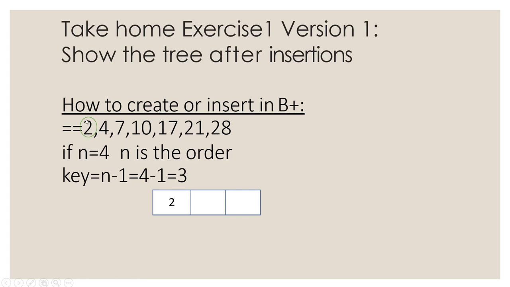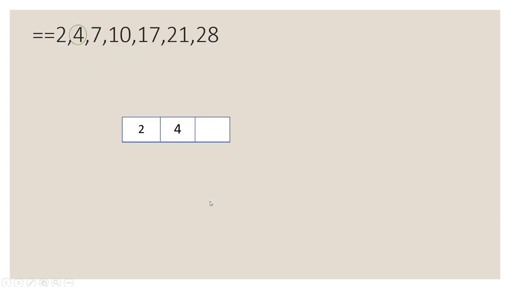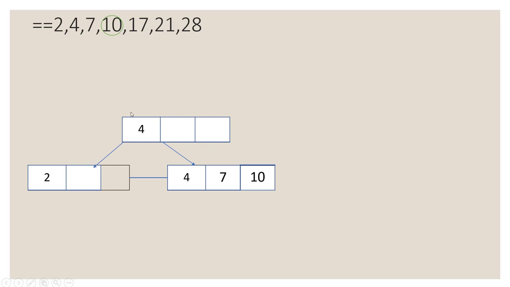Okay, so the first three are easy. 2, 4, and 7 will fit right in here because we have 3 slots here. So 2, 4, and 7. Next value is 10. Okay, so 10 does not fit in here. The middle value between 2, 4, 7, and 10. These two could both be the middle. So let's actually try both to see what happens. So out of the 2, 4, 7, and 10, if I go with the middle left, which is 4, what would happen? So let's try promoting 4 up here. Okay, and based on that, anything less than 4 go here, 4 and greater go here.